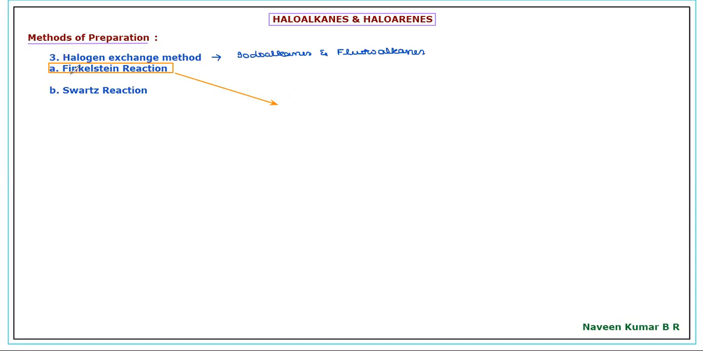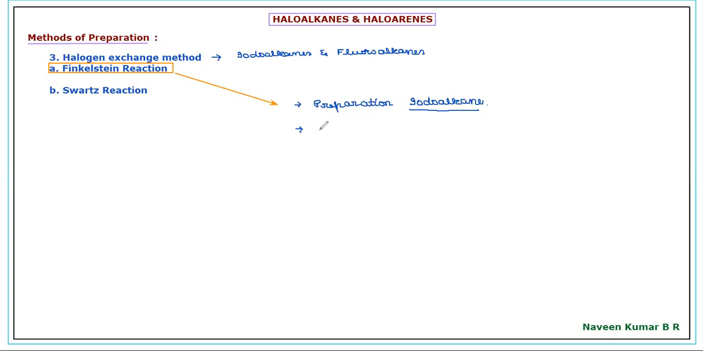Here the second letter in Finkelstein, you can remember, it is used for preparation of iodoalkanes. So the Finkelstein reaction is used for preparation of only iodoalkanes. So you can expect 1-mark and 2-mark questions on this, which are very important named reactions. So try to remember each and every piece of information when you are learning the named reactions. So the Finkelstein reaction is used for preparation of iodoalkanes.